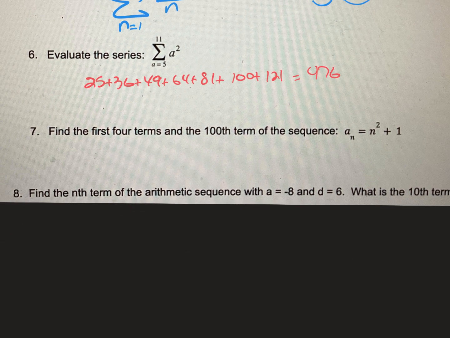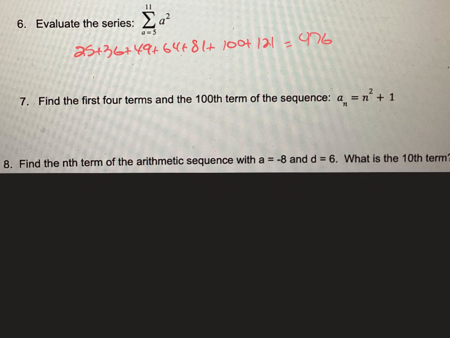We'll see what happens. Number 7, find the first 4 terms and the 100th term of that sequence right there. So the first 4, again, just plug in 1. If I plug in 1, 1 squared plus 1 is 2.